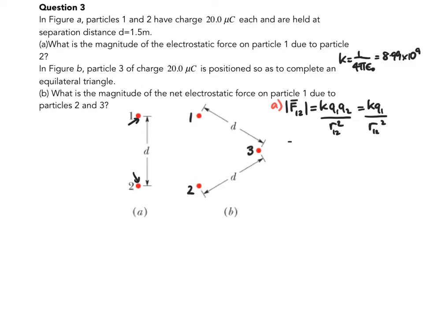And we can just put some values in for that now. We have 8.99 times 10 to the 9 for K. Our Q is 20 times 10 to the minus 6, and don't forget the squared term here. Squared, all divided by 1.5 squared, because that's the distance between them. And I get an answer for that quite simply of 1.6 newtons.